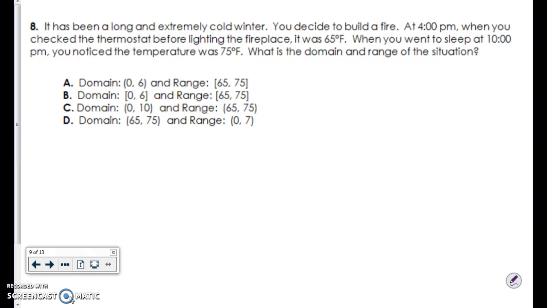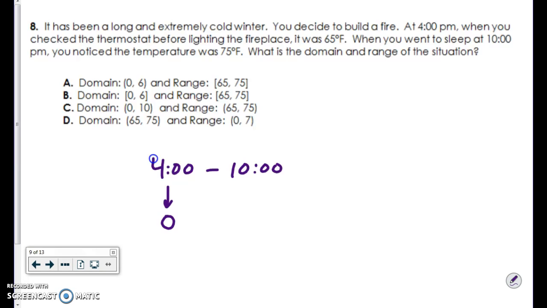Domain, when given an option, always involves time. So we start at 4 p.m. and we go to 10 p.m. If you notice, 4 and 10 are not an option in any of your domains. So if we say at 4 o'clock, that's going to represent 0, because no time has elapsed since then.